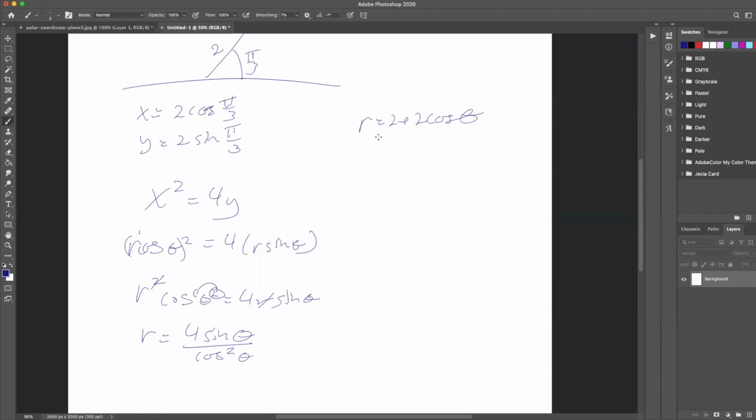So what the book has suggested you do is just multiply everything by r. So you get r squared equals 2r plus 2r cosine theta. Then here, you can just go x squared plus y squared, because that's what r squared is. r cosine theta, we know what that is. So we have 2r, and then plus, r cosine theta is 2x.